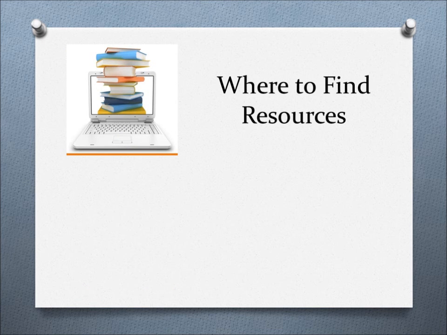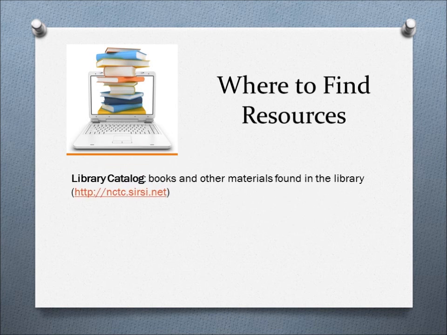Where to find resources. Resources for your paper can be found in 3 primary places. The library catalog. The library catalog is comprised of records for all the books and videos found in the libraries. For example, the NCTC Library Catalog at nctc.crc.net contains records for over 50,000 materials made available at our 4 campus libraries.